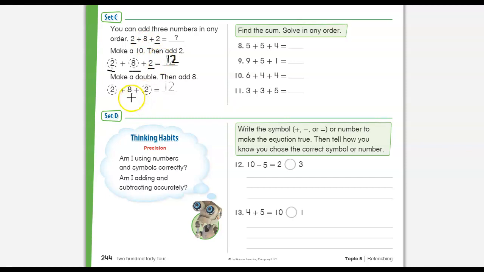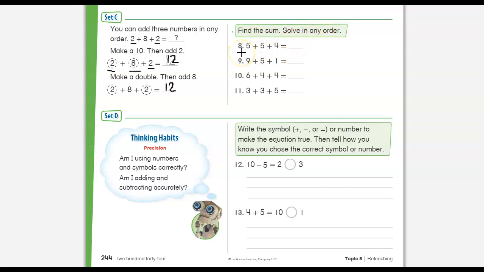And it shows that work down here. You could also do it by adding 2 plus 2, which is 4, add 8, and get 12. So you can add whichever 2 numbers you want to start with. Just don't forget to add your third number. So on numbers 8, 9, 10, and 11, you are doing that exactly. It tells you to find the sum and that you can solve in any order.